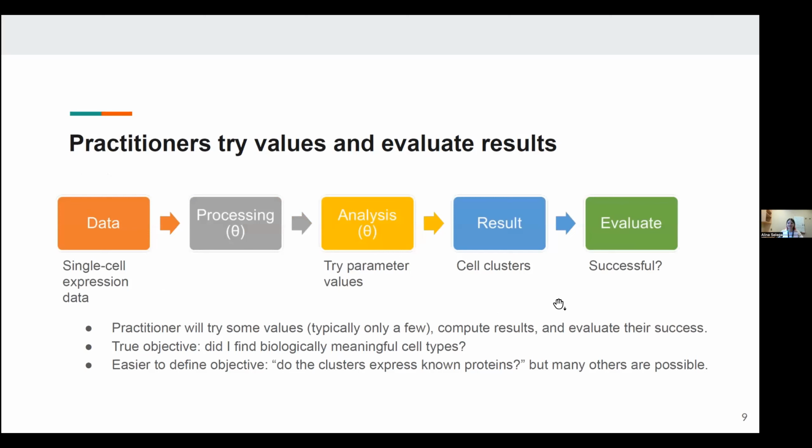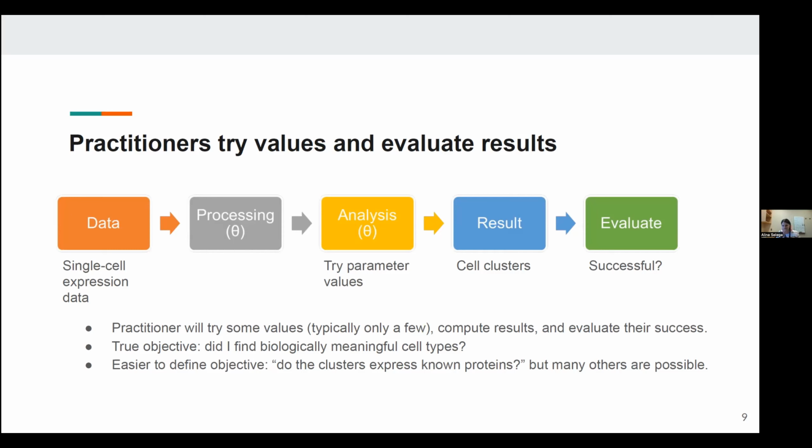So what do we do with this? Computational biologists that typically run these workflows in practice, including myself, what we honestly do is we try some values, and typically only a few, because some of these workflows can take a long time to run. So we set some parameters, we compute the results, and then we evaluate the success of the results. In our clustering example, the true objective that we might want to benchmark against is, did I find biologically meaningful cell types? This is a very complex question that is very hard to answer, and it's impossible to answer in a single way, right? So for this reason, instead of that, practitioners might turn to easier to define objectives.